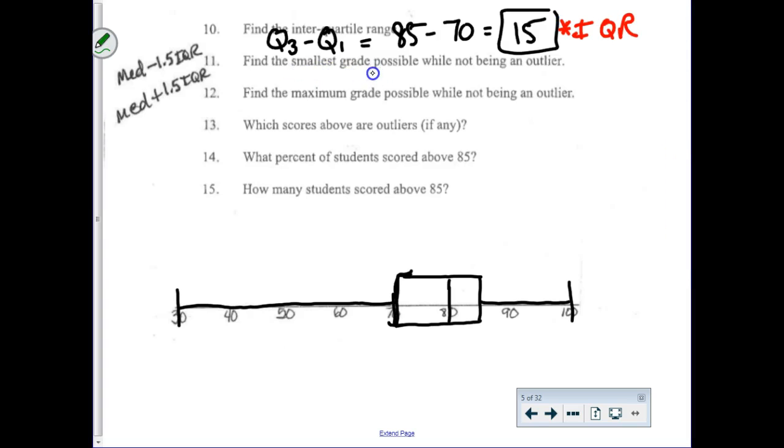To find the smallest possible grade, the lower outlier mark, you're going to take your median and subtract 1.5 times the interquartile range, which we just found was a 15. Okay? I just need from you guys a little more information because I forgot. What was the median? Oh, I should look right here. It's right there. Boom. 80. Minus 1.5 times 15. What do you get? Is it 57.5?